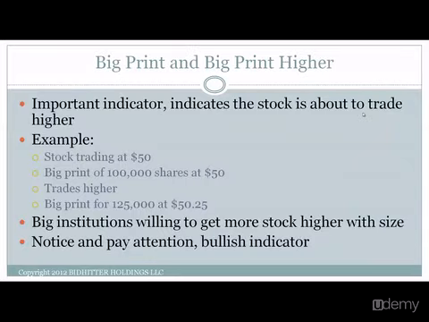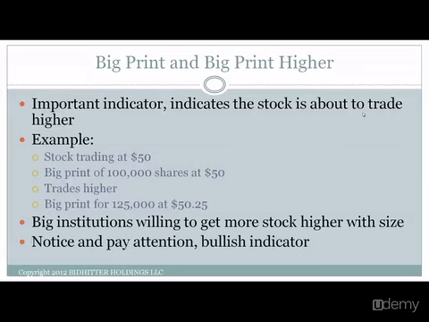A big print and a big print higher is also an important indicator. It indicates that the stock's about to trade higher. For example, the stock is trading at 50. There's a big print for 100,000 shares at 50. It trades higher, then you see another big print for 125,000 at 50.25.